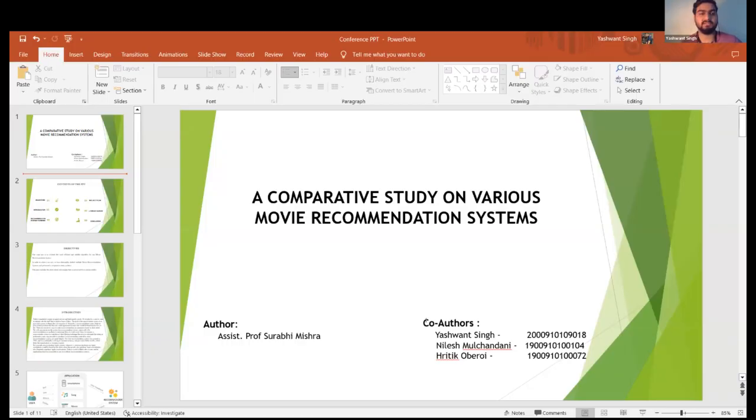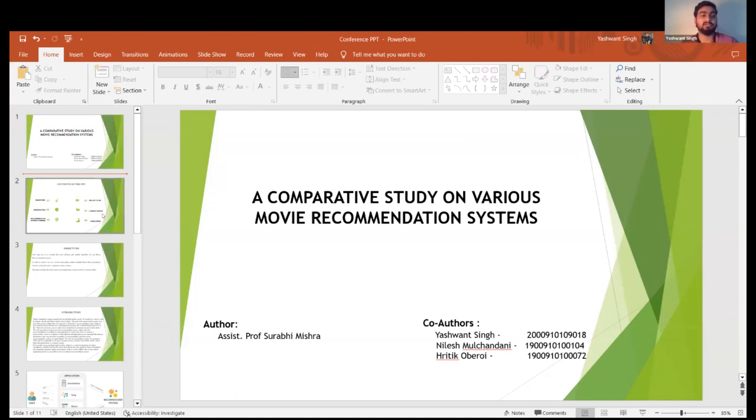Hello, all the respected authors. Today Yashwant Singh, with three of my co-authors, have initiated a comparative study on various movie recommendation systems. We are from JSS Academy of Technical Education, Noida, and our ultimate aim is to create a very efficient and suitable movie recommendation system.